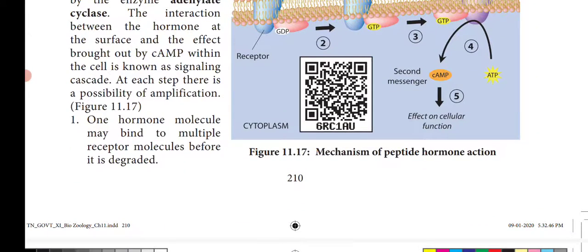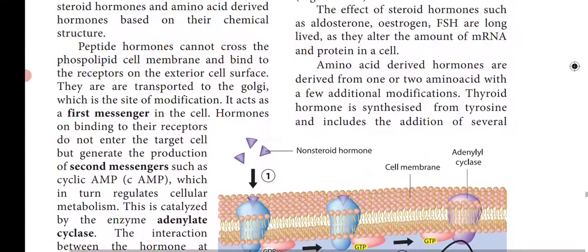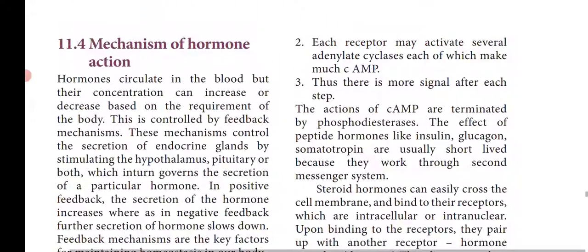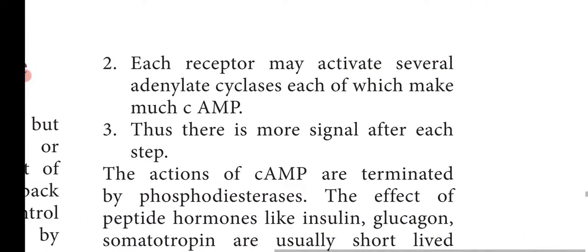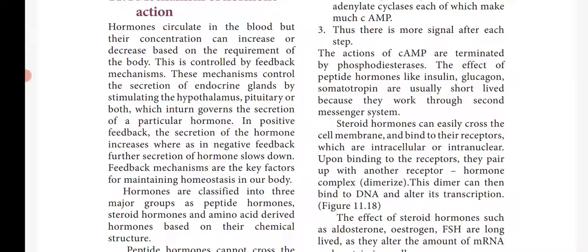One hormone molecule will bind to multiple receptor molecules before it is degraded. Each receptor may activate several adenylate cyclases, each of which makes much cAMP. Thus, there is more signal after each step. The actions of cyclic AMP are terminated by phosphodiesterase. That is the effect of the peptide hormones.